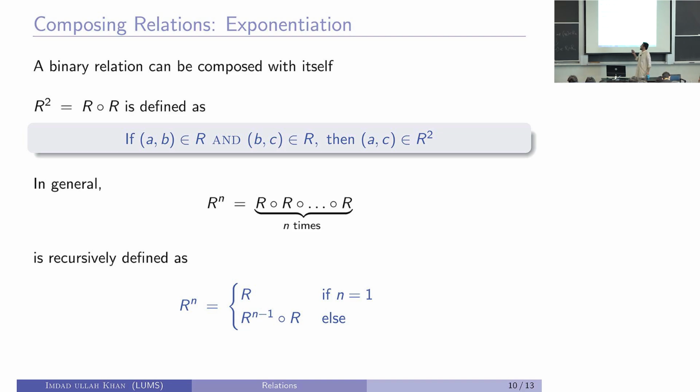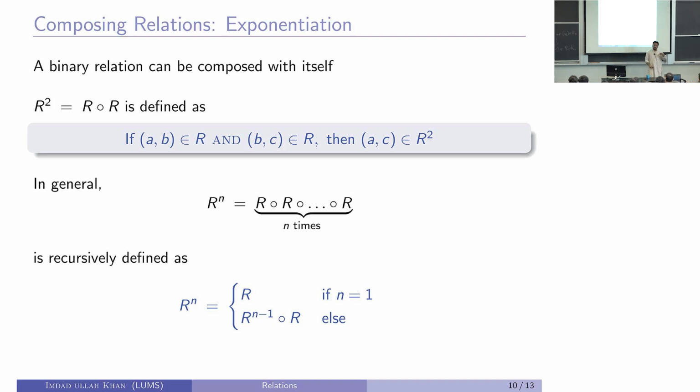Okay? So generally speaking, R to the n is the relation R composed with itself n times, right? It's written as R to the n. It is equal to, if n is 1, then it's just R. If n is 2 or 3 or 4, bigger than 1, then we say it's R composed with R to the n minus 1, or R to the n minus 1 composed with R. Okay? You can write that this is equal to R composed with R to the n minus 1.